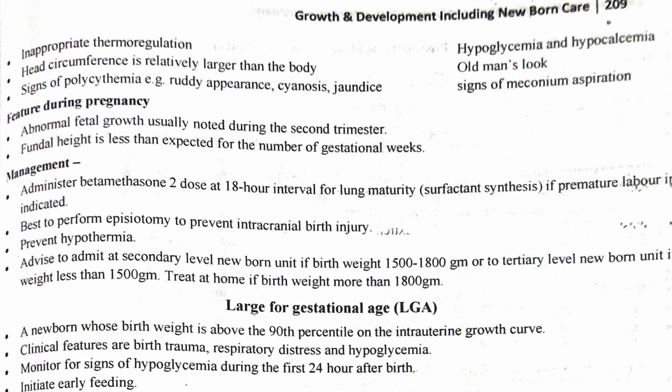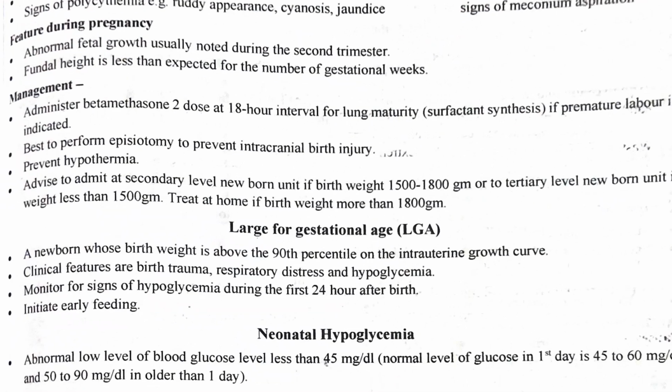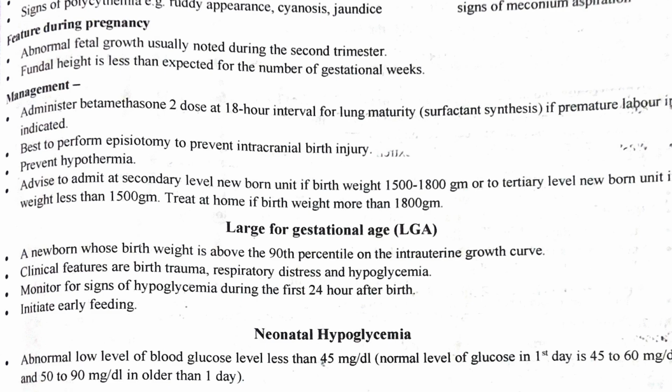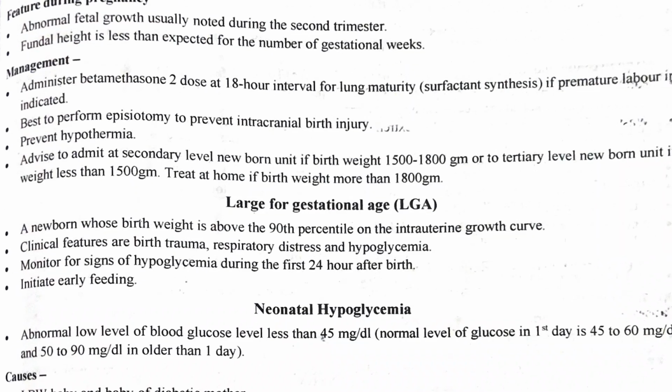Next, features during pregnancy: abnormal fetal growth, usually noted during the second trimester. Fundal height is less than expected for the number of gestational weeks. Administer betamethasone 2 doses at 80 hours interval for lung maturity and surfactant synthesis. If premature labor is indicated, it is best to perform episiotomy to prevent intracranial birth injury.